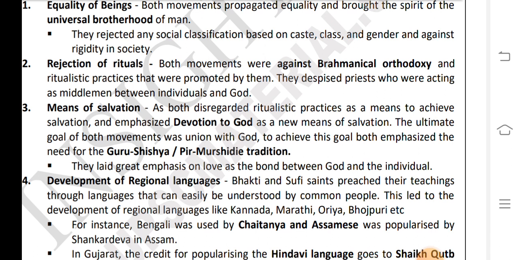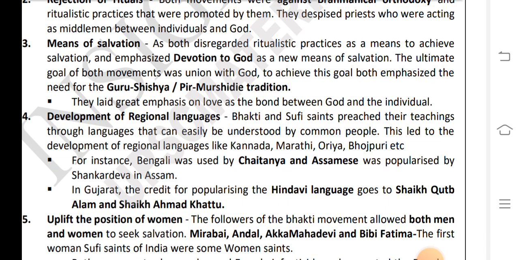Rejection of rituals. Both movements were against the Brahminical orthodox and ritualistic practices that were prominent then. They despised priests who were acting as the middlemen between individuals and God. Means of salvation: both discredited ritualistic practices as a means to achieve salvation, and emphasized devotion to God as the new means of salvation. The ultimate goal of both movements was union with God.